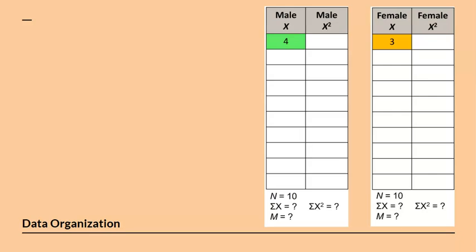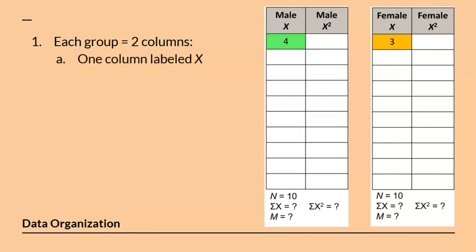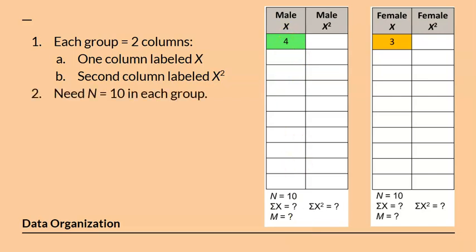Now that you have your data, it's time to organize it. For each group, you will create 2 columns. Recall that X is the individual score for an individual. The X column is the data, or the number value of the dependent variable. The X squared column is needed for later calculations. In the survey example, the first male responded with a self-esteem of 4, as shown here. This value is the first data point. You will need to collect data until you reach the required n equals 10 in each group.